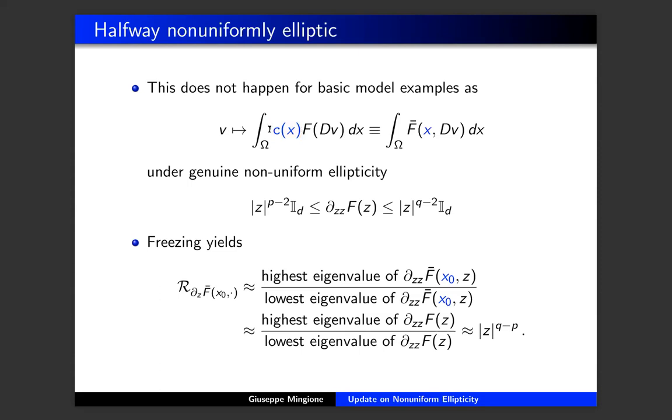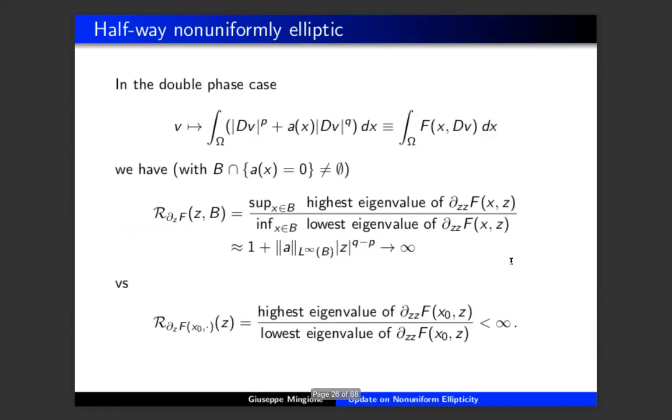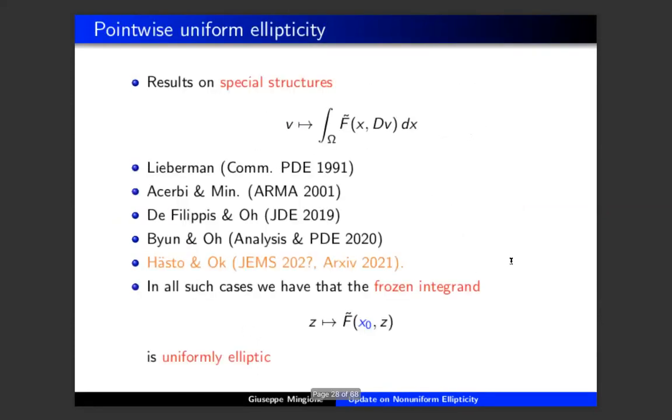So you see that in this model case, when you consider the ellipticity ratio, then c of x simplifies pointwise, and therefore this is still pointwise non-uniformly elliptic. So this is not the case of the double phase function, where this is satisfied. But still, in the double phase function, you have problems with the regularity. In fact, in the double phase theory, you deeply use the fact that the functional is pointwise uniformly elliptic. Here, we do not have this crucial information. So we go to the real non-uniform ellipticity.